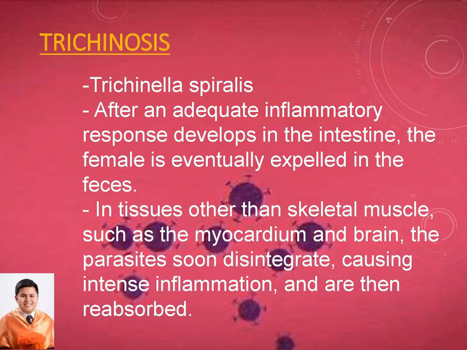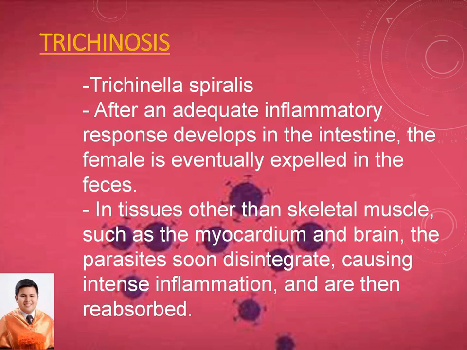Moving on to the second condition, we have trichinosis or trichinelosis. This condition is primarily caused by eating raw or undercooked meat of animals infected with the larvae of the Trichinella spiralis, which is the causative agent for this condition.